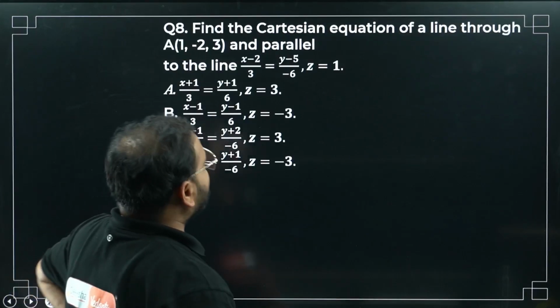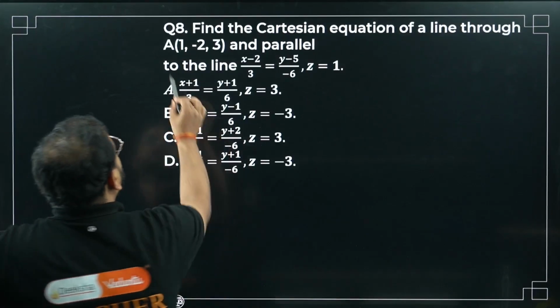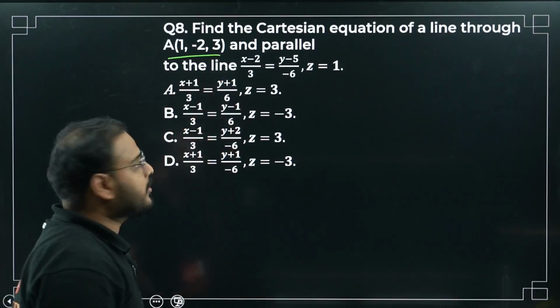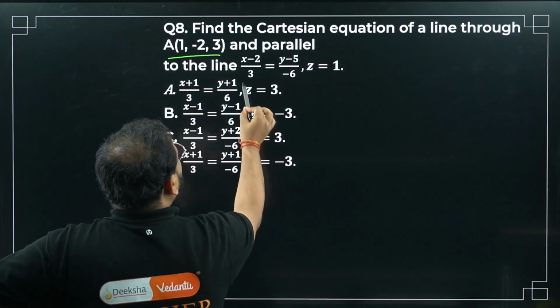Question number 8. Find the Cartesian equation of a line through this point 1, minus 2, 3 and parallel to the line given like this.